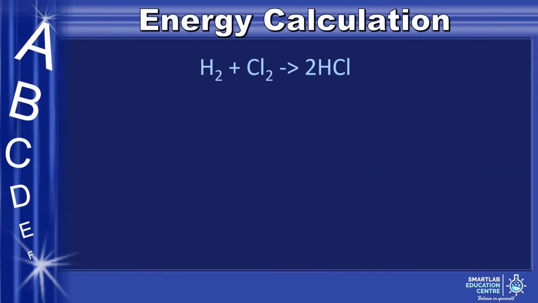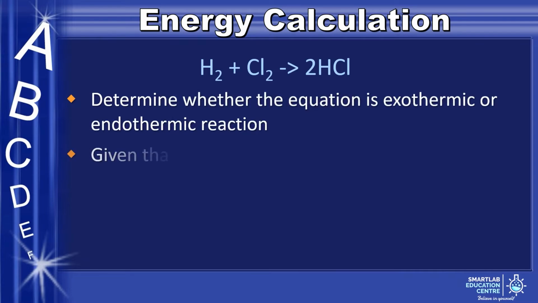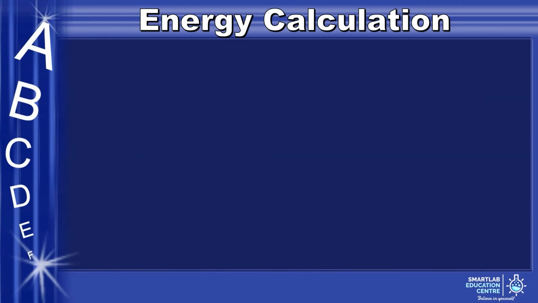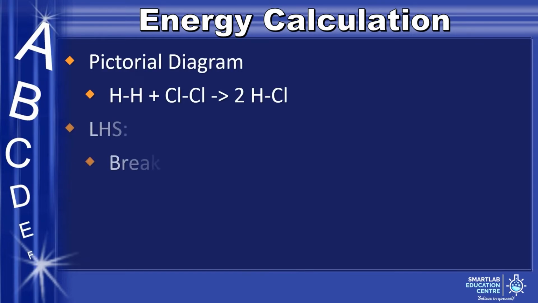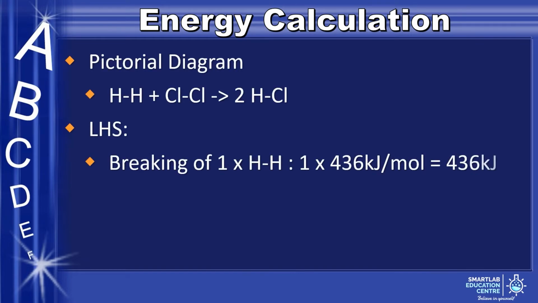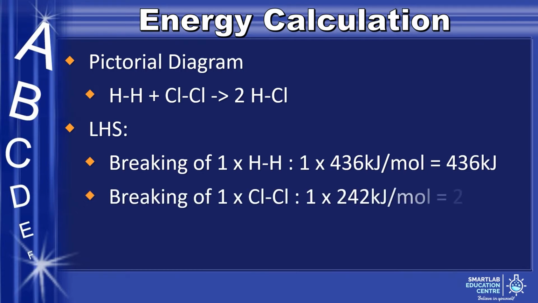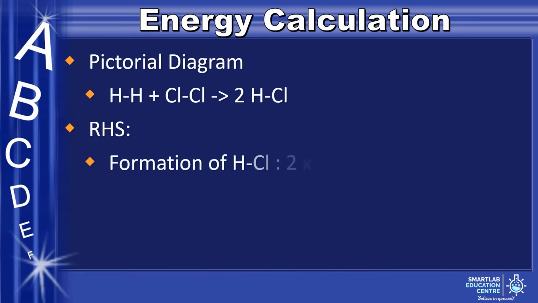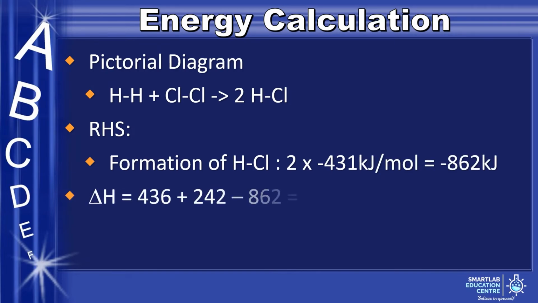Let's look at another example and determine whether the above equation is exothermic or endothermic, given the bond energy stated below. On the left-hand side, one H-H bond is broken and one Cl-Cl bond is broken. On the right-hand side, one H-Cl bond is formed, and therefore applying the formula for enthalpy change, negative 184 kilojoules of energy is released, and thus it is an exothermic reaction.